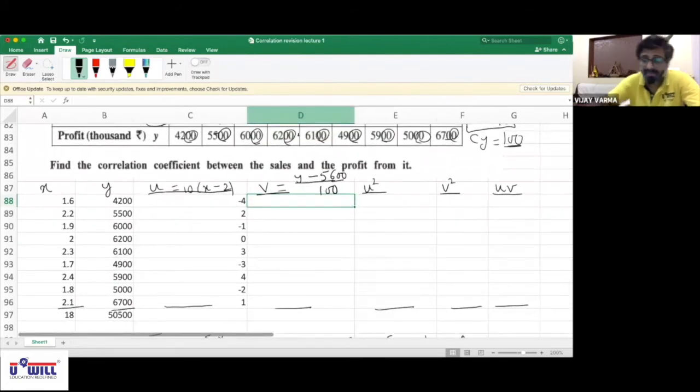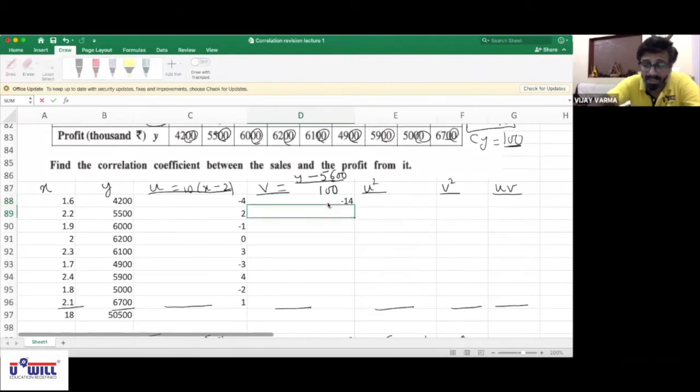Now, all of you take out your calculators. 4,200 minus 5,600 divided by 100. Directly do it in your calculator. You must get minus 14. 5,500 minus 5,600 divided by 100, you must get minus 1.